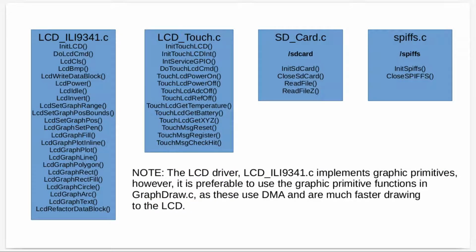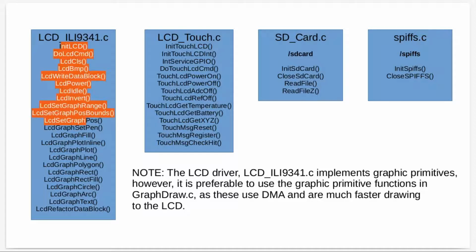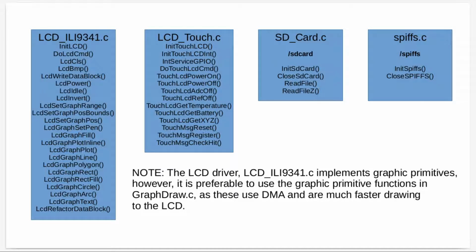So each piece of hardware has its own C file, which you could consider a driver. The LCD one is there, the touchscreen one is there, and the SD card one is here, and that separates out each of the pieces of hardware into its own set of source code. Each one contains the functions to control that particular device.